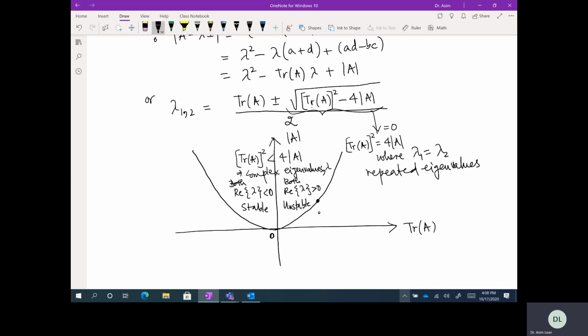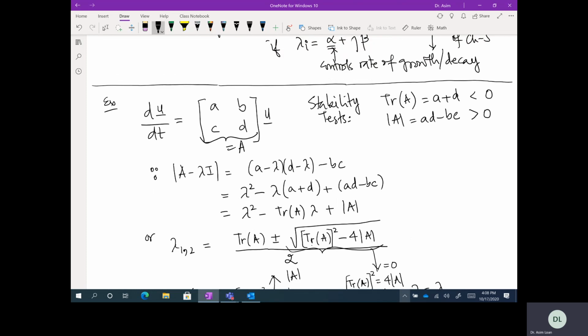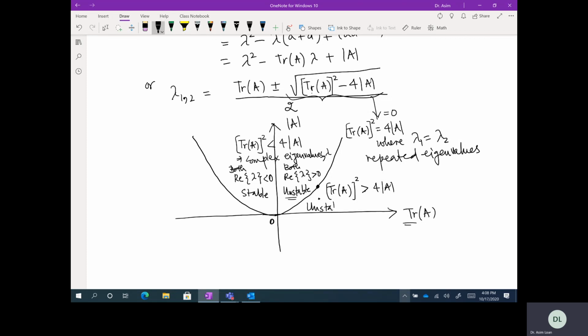And here in this portion, trace of A squared is greater than 4 times the determinant. So this implies you have real solutions. But the trace is positive, so this means unstable, and both lambda are greater than 0. Here obviously we have stability because trace is negative, so both lambda are real and less than 0.